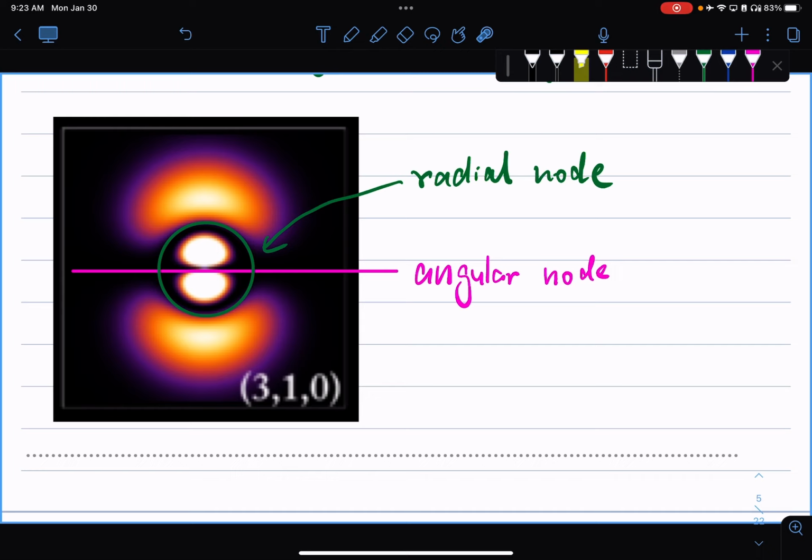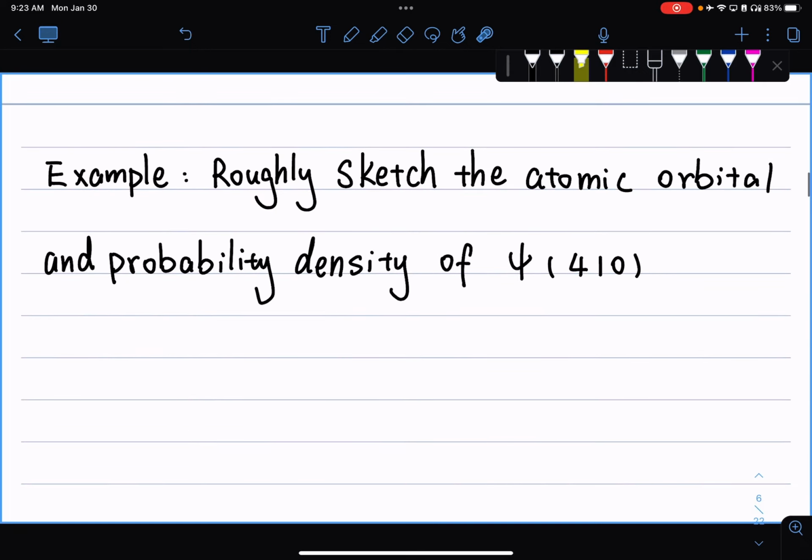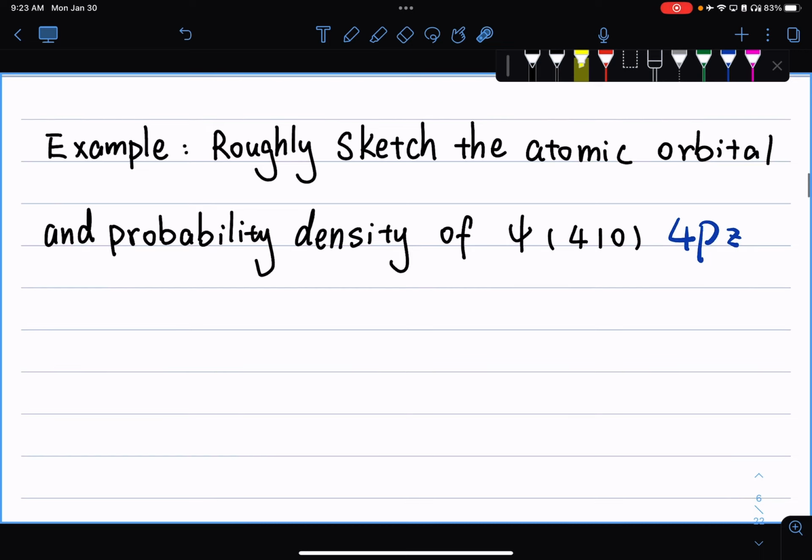Okay, let's do one more example together on how to draw your atomic orbitals. The question here is to sketch the atomic orbital and the probability density of the wave function 410. Or I can just ask you to draw it for the 4pz. So 4pz and this 410 are equivalent. They're just the quantum numbers of the 4pz atomic orbital. So we're sketching the 4pz together, and this is the typical way I would approach the problem.